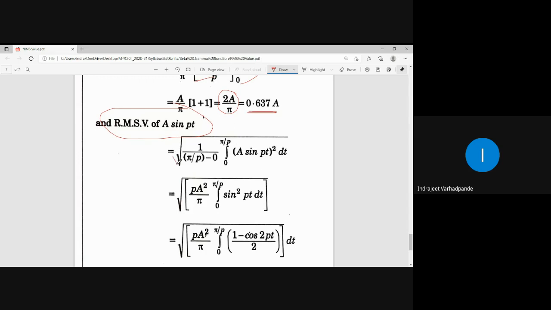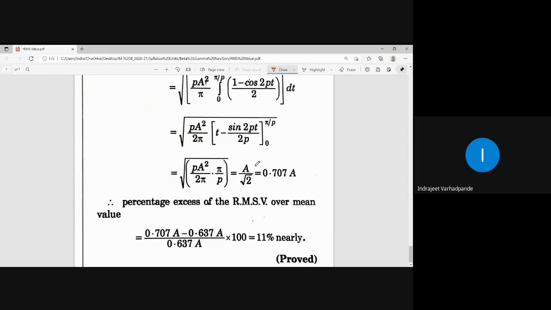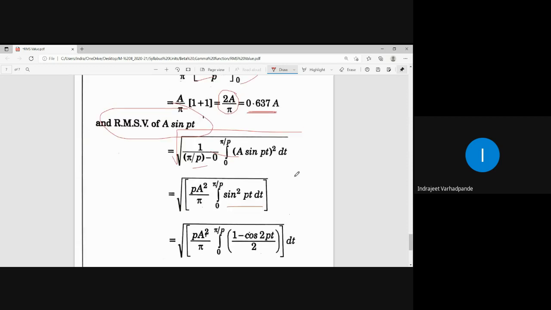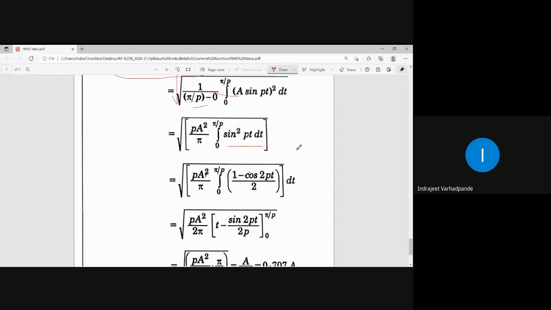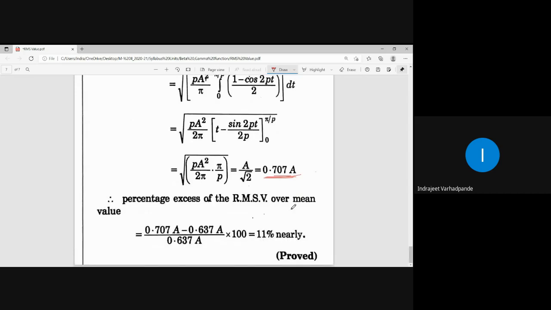Now क्या निकालना है, RMS value. RMS value में this simplification has to be taken under the root sign. So 1 upon pi by p minus 0. That simplification, a square बाहर. Accordingly p a square upon pi. Integration of sine square pt cannot be directly obtained. 1 minus cos 2 pt upon 2. Do the integration, get the answer. That answer is a upon root 2. 1 upon root 2 after simplification will give you the value as 0.707a. So mean value is 0.637a and RMS value is 0.707a. Now excess कैसे निकालना है?